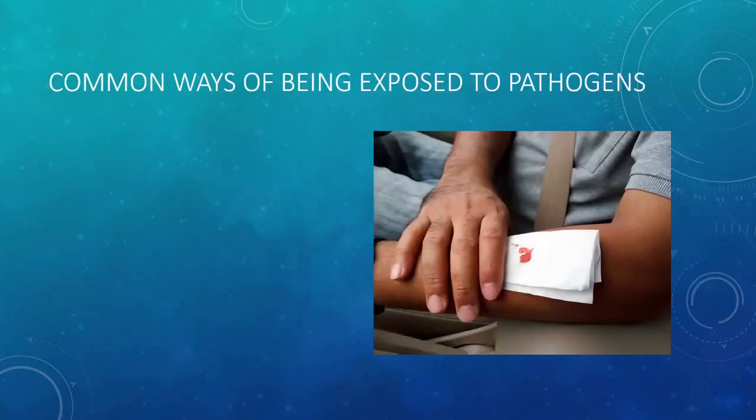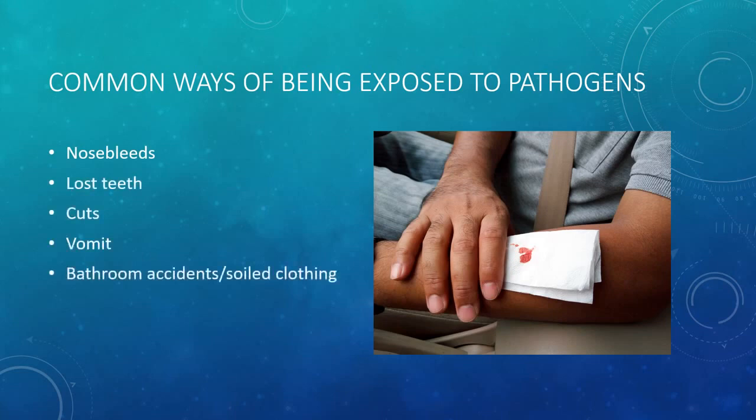Common ways of being exposed to pathogens. Some common ways of being exposed to pathogens include nosebleeds, lost teeth, cuts, vomit, bathroom accidents and soiled clothing, contaminated surfaces, and tissues and bandages.